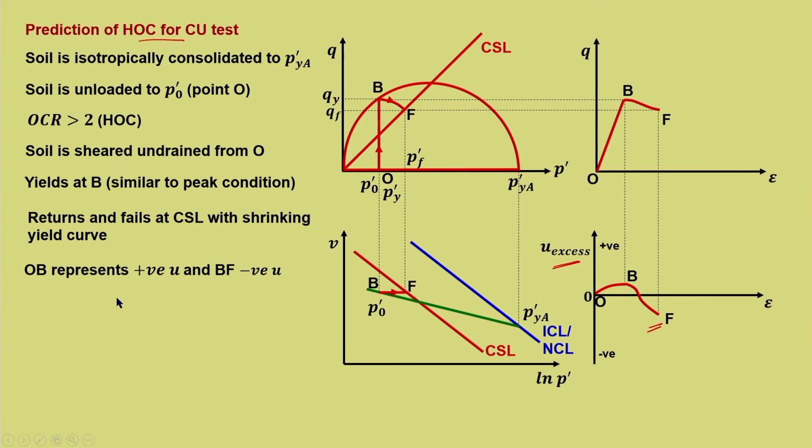Now, OB represents positive U, here it is positive pore water pressure, and at BF it becomes negative pore water pressure. And this is very clear from the total stress path with an inclination of 3, which is drawn. Yield point, that is, it is on the left side of TSP. So, at this particular point it is positive U, and at the failure point here it will be negative U, because it is crossing the TSP and now it is on the right side.